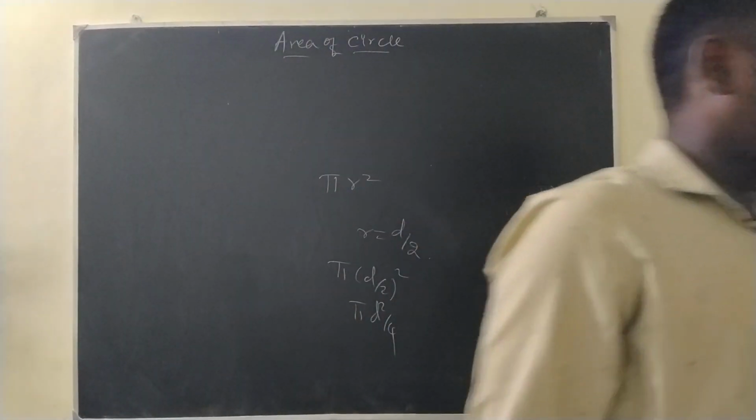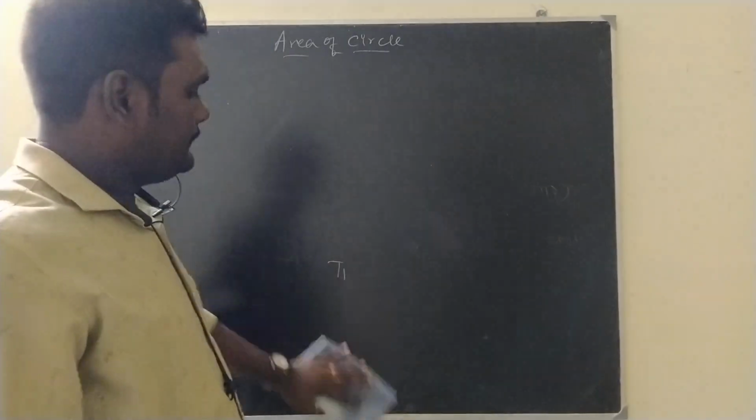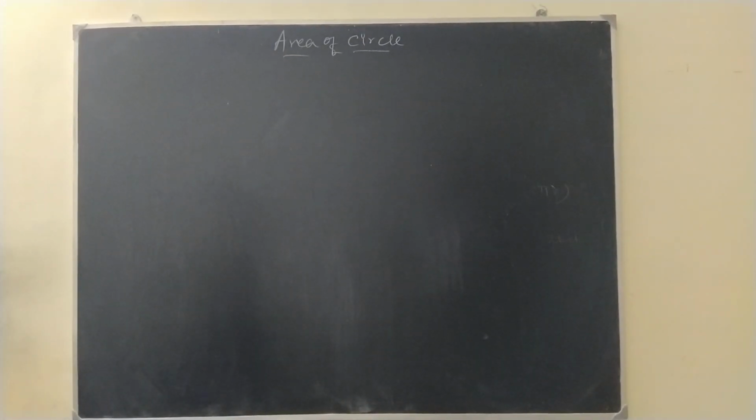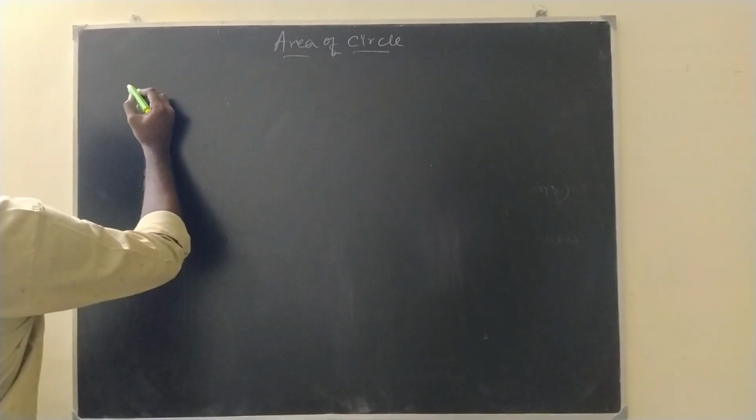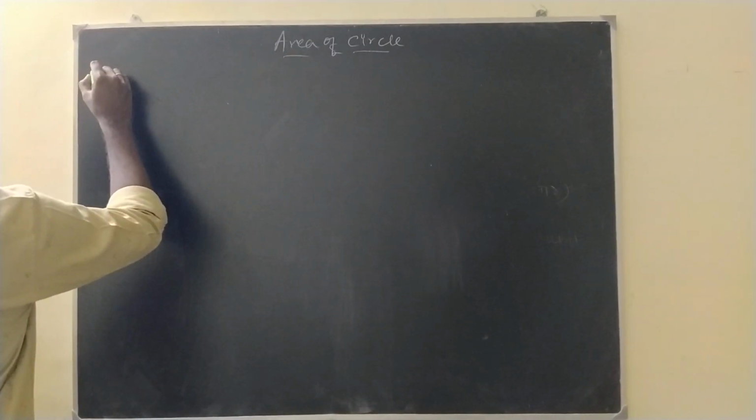Next we will go with the example. The very first example, example 12. Find the area of a circle of radius 30 cm. Use pi is equal to 3.14.